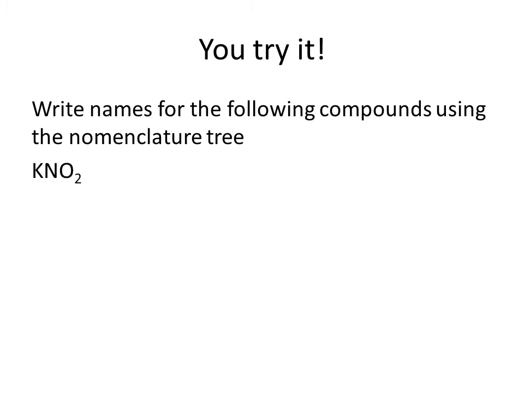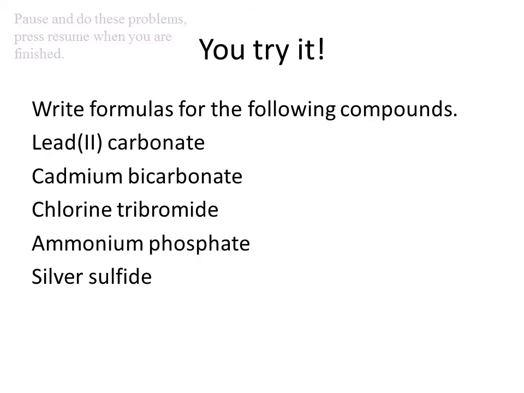We look at the front half of this compound and see that it is potassium and ask ourselves, is that a metal? Yes, it is. It's a metal in the first column of the periodic table. So that means it has only 1 charge possible, so we just call it potassium. Then we look at the back half of this compound and see that it is NO2, which is nitrite, which would have a negative 1 charge on it. So we just call it potassium nitrite.